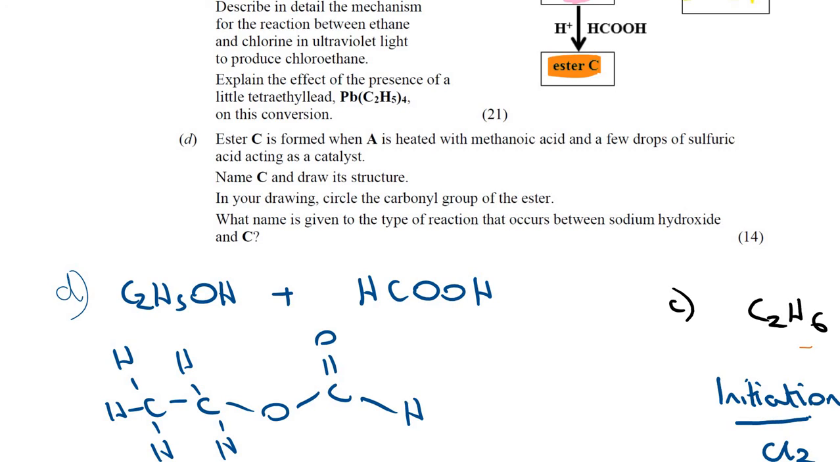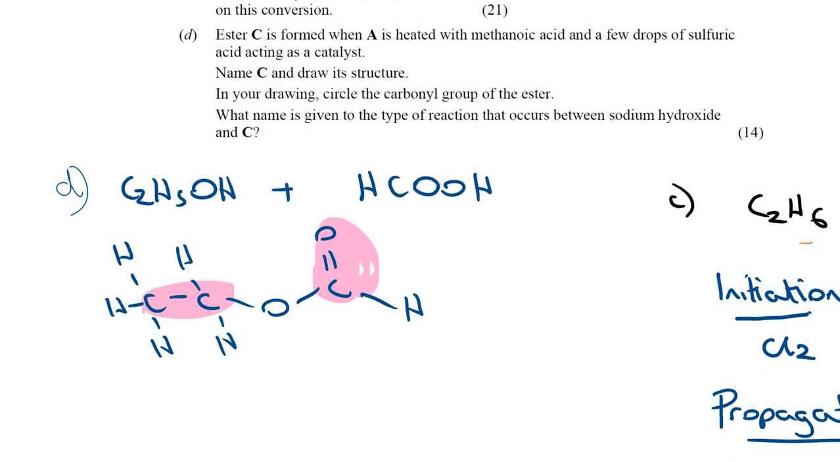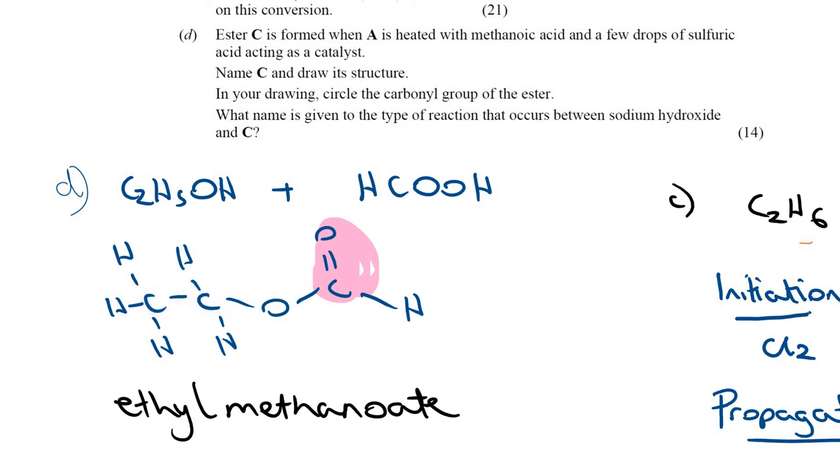When you've only got one carbon here, that's methanoate, and here you've got two carbons, so the product there is called ethyl methanoate. In your drawing, circle the carbonyl group of the ester. Okay, so I've circled that there. That one there is the carbonyl group of the ester.